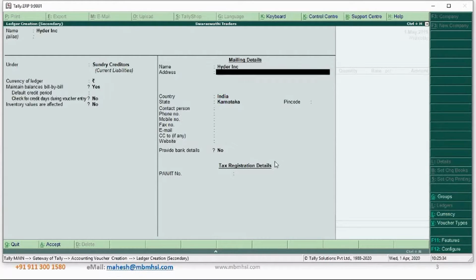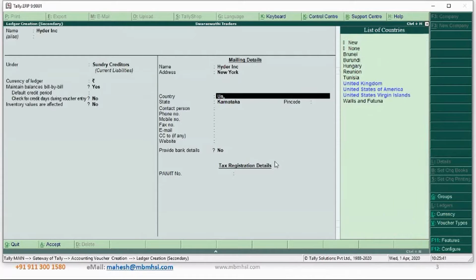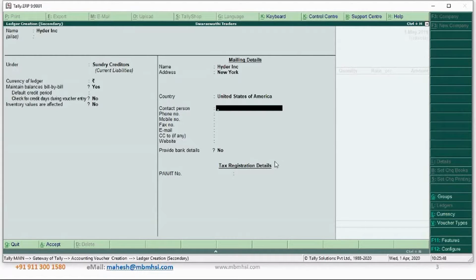Maintain bill-wise details required. Address, New York. State, here change the state, sorry, country, change the country to United States of America. Contact person, Mr. John. Okay, if you have his mobile number, email ID, all these things that you could type. Okay, his email ID.